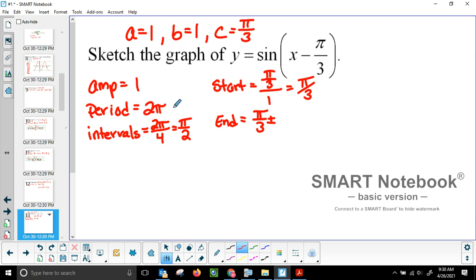All right, now, in order to add fractions, you do have to have a common denominator, right? So 2 pi is the same thing as 6 pi over 3, right? Because 6 over 3 is just 2. So now I can go ahead and do this. When I subtract 6 pi over 3, I'm going to get negative 5 pi over 3. All right, and when I add, I will get 7 pi over 3.